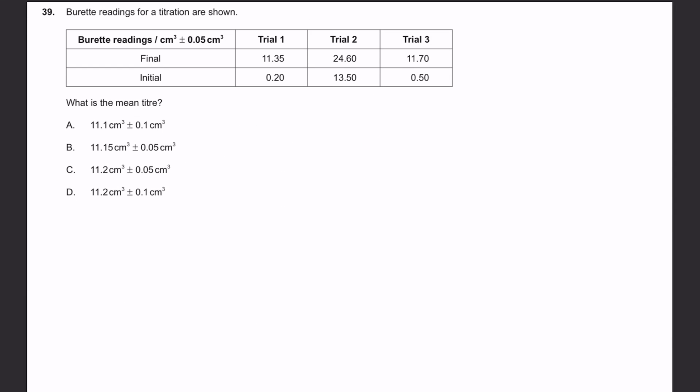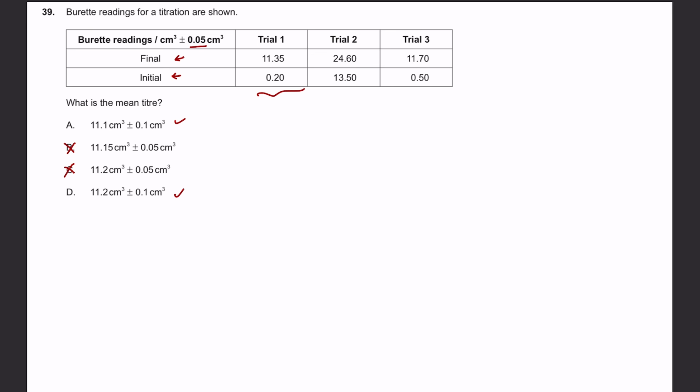So moving on to question 39. In this question, we have to find the mean titer value. So if you check the burette readings, it's given plus or minus 0.05 centimeter cube. So in one reading of this burette, you have an uncertainty of 0.05 centimeter cube. In every trial, we have to take the burette reading twice, one for the initial, one for the final. So the uncertainty for each of these titers is 0.1 centimeter cube. So option A or D, any one of them would be correct.